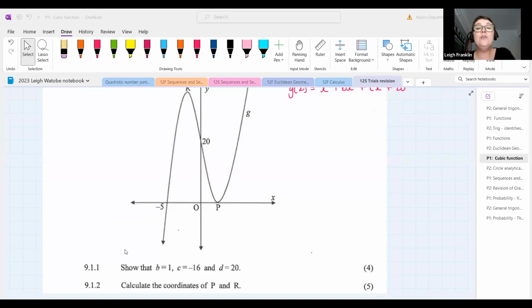All right, so what we're not allowed to do, because the question says "show that", in caps, is verify information. We're never going to verify information. We're always going to prove things. So this means that we can't use b equals 1 or c equals -16.